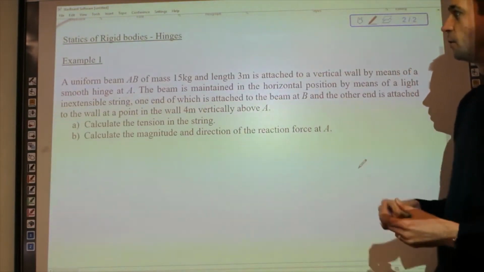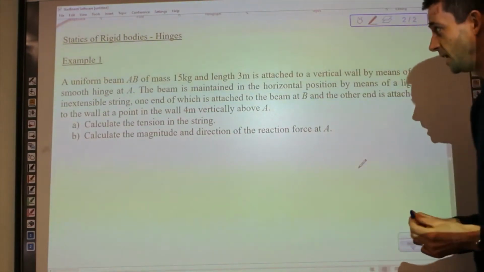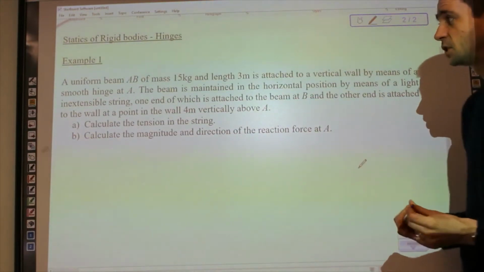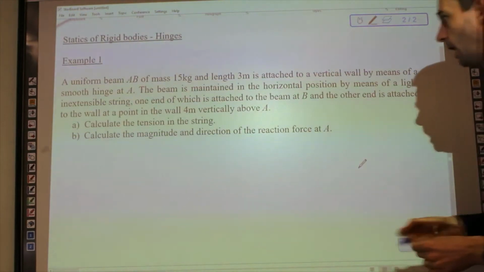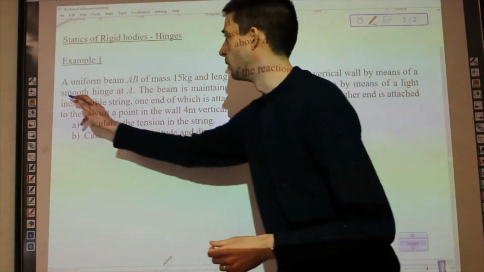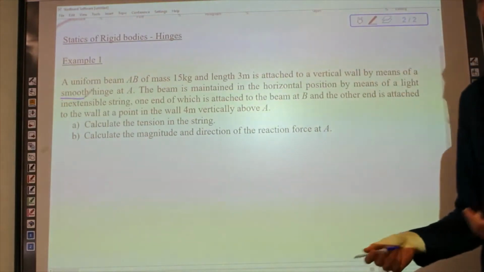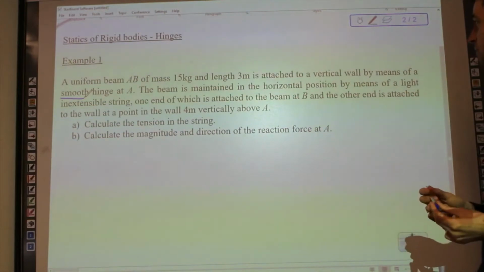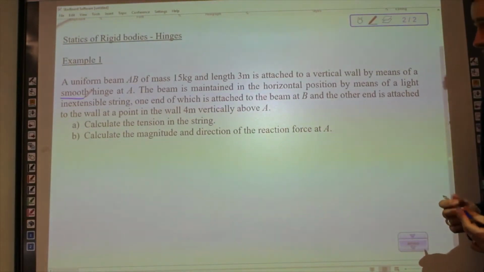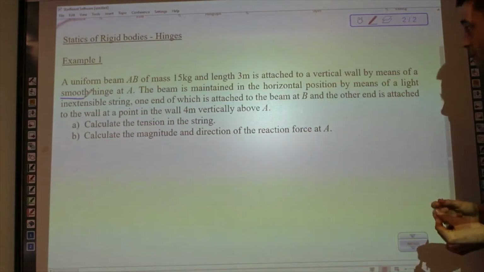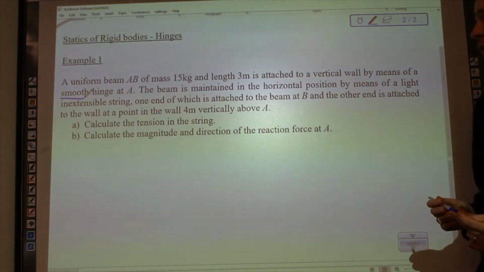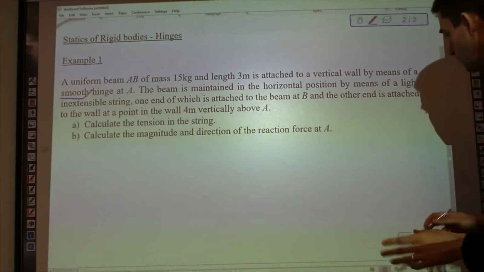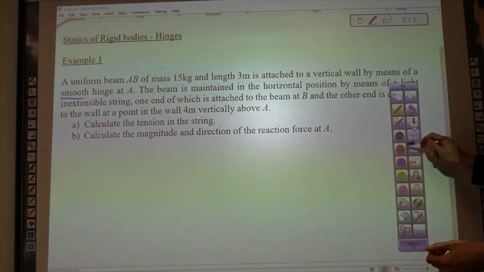We have a uniform beam AB of mass 15 kilograms and length 3 meters, attached to a vertical wall by means of a smooth hinge at A. Smooth, again, as before, is a modelling assumption: no friction within the hinge. The beam is maintained in the horizontal position by means of a light inextensible string, one end of which is attached to the beam at B, and the other end is attached to the wall at a point 4 meters vertically above A. Right, so let's get this into a diagram.